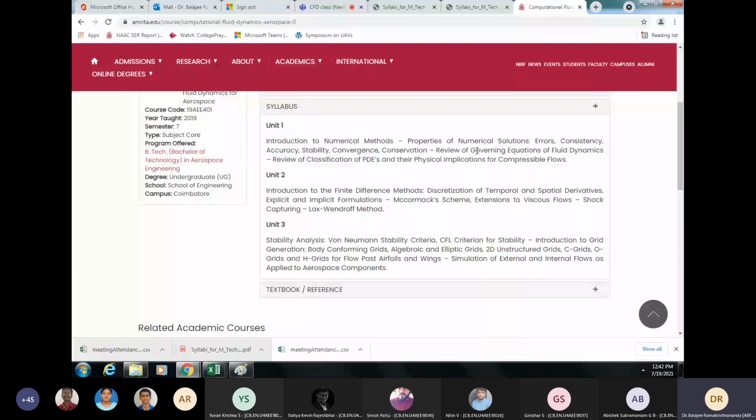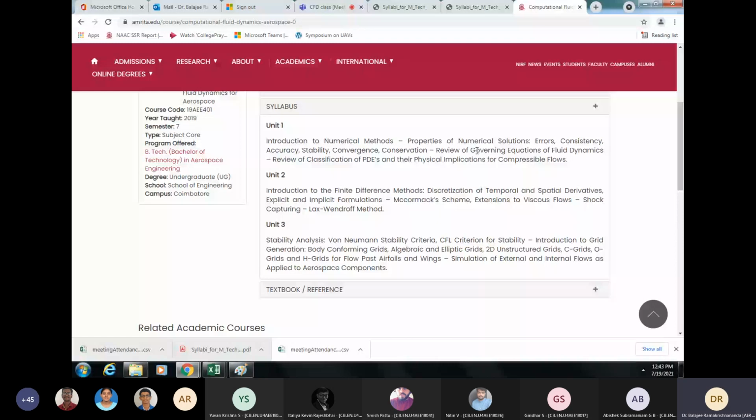So it has to conserve mass. It has to conserve momentum. It has to obey the momentum principle. It has to conserve energy also. So these basic properties will be unit 1.